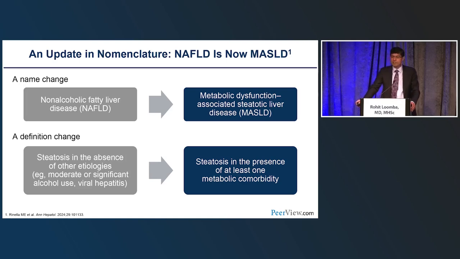An updated nomenclature is there, and we all know that NAFLD is now called MASLD. Individuals who had the milder form of non-alcoholic fatty liver disease called NAFL are now called MASL, metabolic dysfunction-associated steatotic liver. There's a definition change: steatosis in the absence of other etiologies, for example, moderate or significant alcohol use and viral hepatitis. That was previously in NAFLD, and now we require presence of steatosis or fat on either imaging or biopsy in the presence of at least one metabolic risk factor.